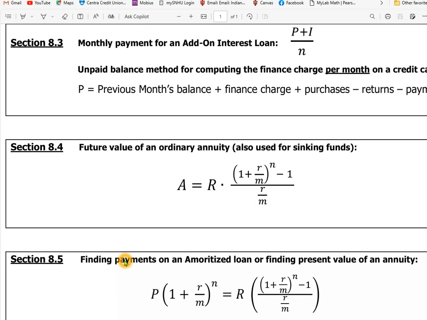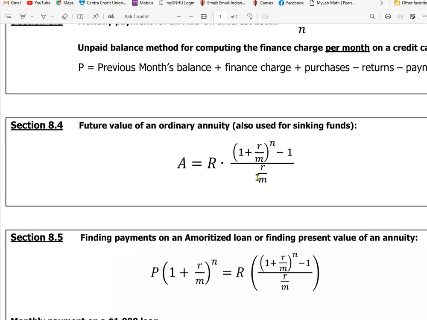Okay, so we are moving to section 8.4, and this is the formula here that we're going to need. This formula works for both finding an ordinary annuity or if they ask you to use it to figure out a sinking fund. The difference is with an ordinary annuity, they will give you capital R and then little r and little m, and then you've got to figure out n.